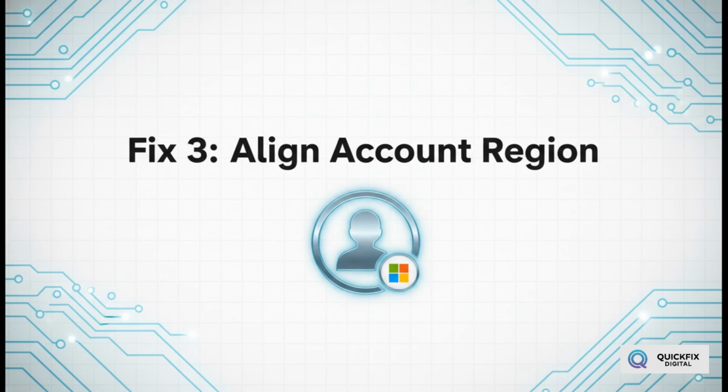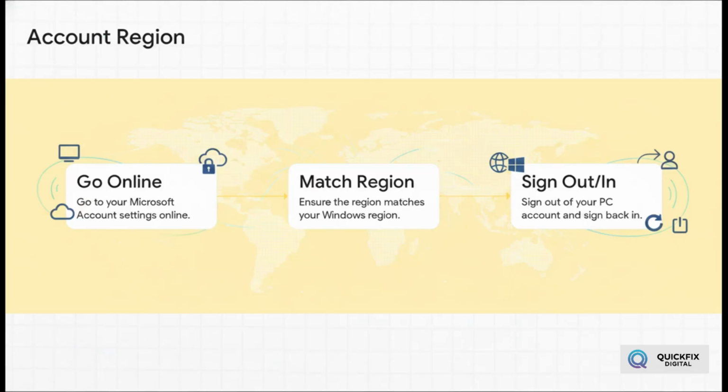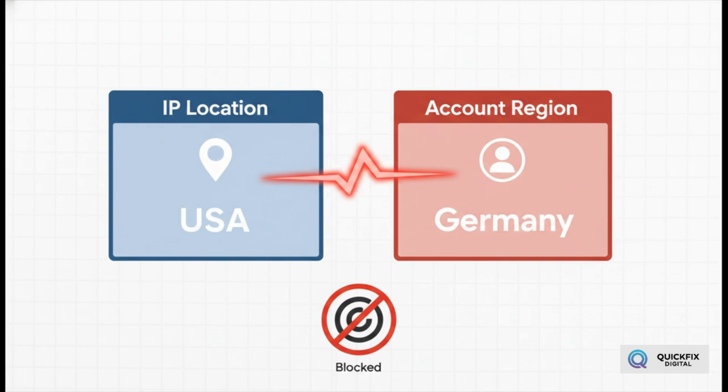Okay, next up, we gotta make sure your Microsoft account's region matches your system settings. Just log into your Microsoft account online and check that its region matches what you set in Windows. See, Copilot looks at both your IP and your account. If they don't match up, you'll stay blocked.